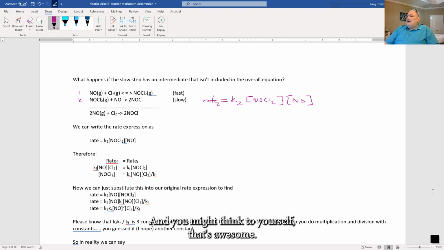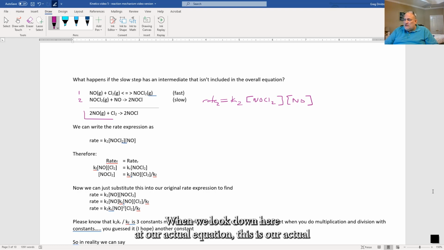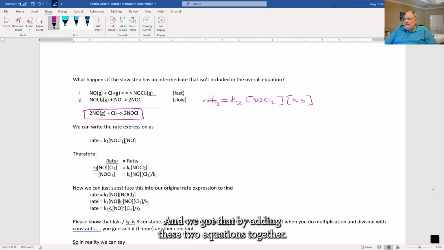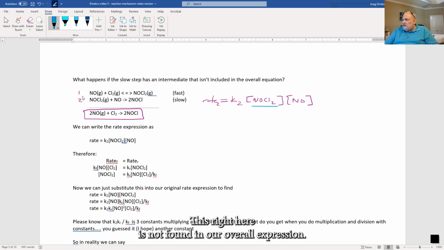And you might think to yourself, that's awesome. This is the slow step. This is what the overall rate law is going to be for the equation. But here's the problem. When we look down here at our actual equation, this is our actual balanced equation for this reaction. And we got that by adding these 2 equations together. You could verify that by canceling out species. Do you see how there is no NO3 in that? I want to make sure I'm using the right expressions here. This right here is not found in our overall expression.